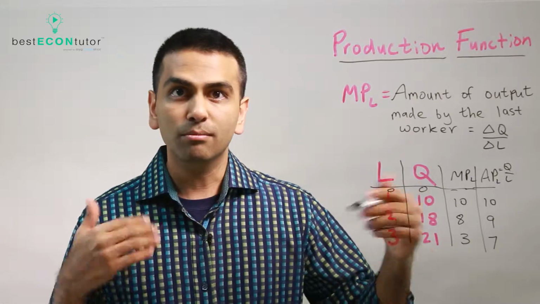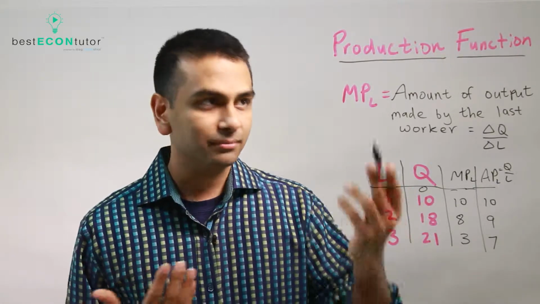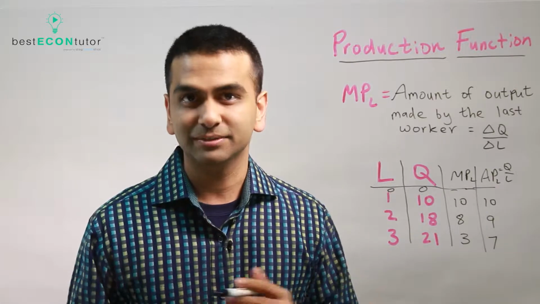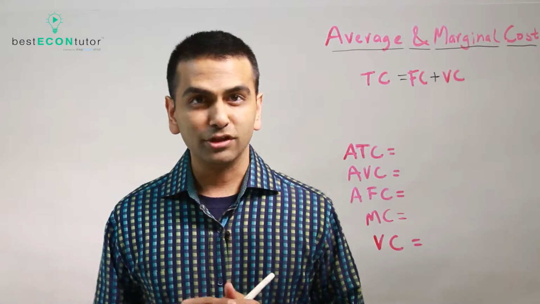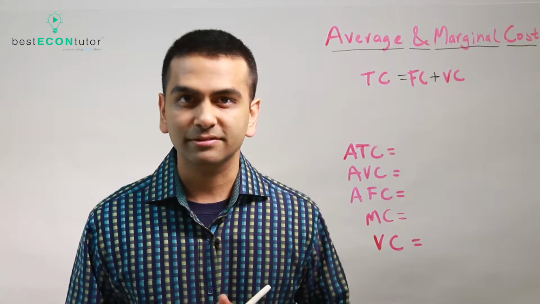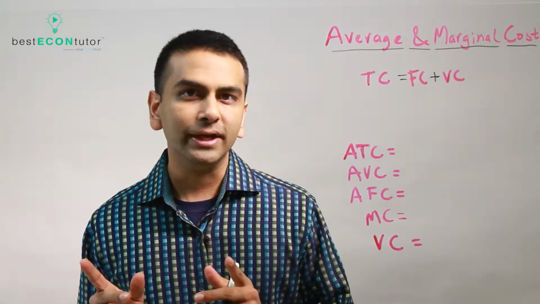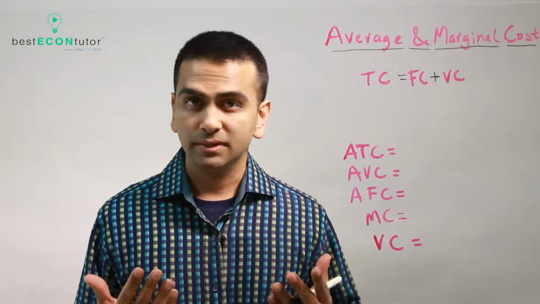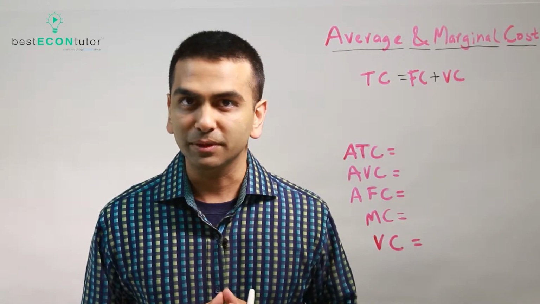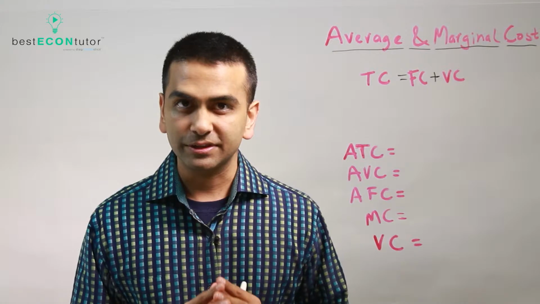So that's why the marginal product of labor usually is decreasing. Now let's talk about average and marginal costs. One quick point, the difference between the word price and the word cost. In English, they're often interchangeable, but in economics they mean different things.